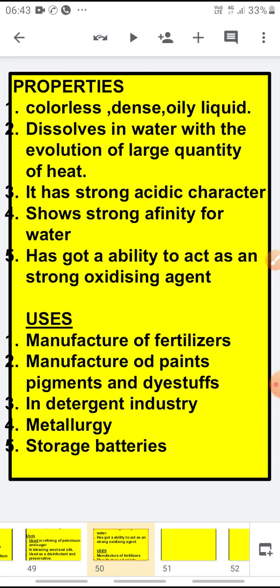It is used in the manufacture of fertilizers, paints, pigments, dyestuffs, in the detergent industry, in metallurgical processes for cleaning of metals, and the most important one, in storage batteries. It is also used in the manufacture of nitrocellulose products and as a laboratory reagent. This you all know. Now children, we have completed sulfuric acid.